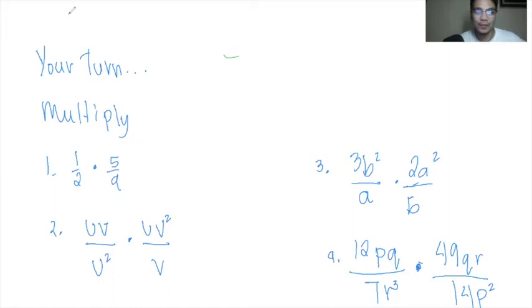For number 1, 1/2 times 5 over 9. Because there's no common factor when we check diagonally and vertically, we just multiply 1 times 5, which is 5, and 2 times 9, we have 18.